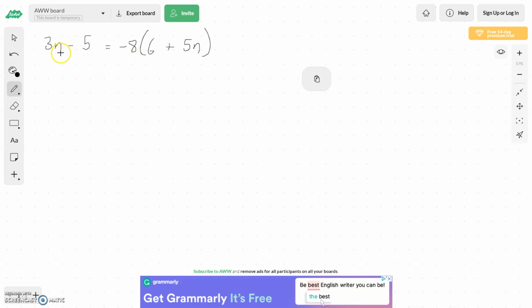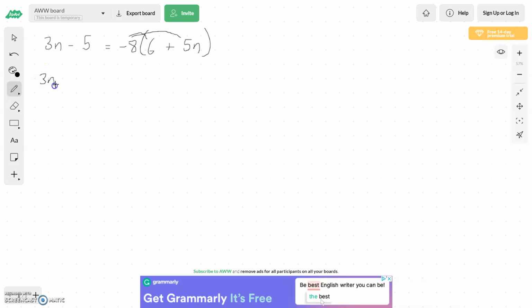Now on the left-hand side, there's nothing I can do there. 3n minus 5 cannot simplify any further than that. But on the right, I can use distribution to take that -8 and multiply it onto the 6 and to multiply it onto the 5n, and that's exactly what I want to do.